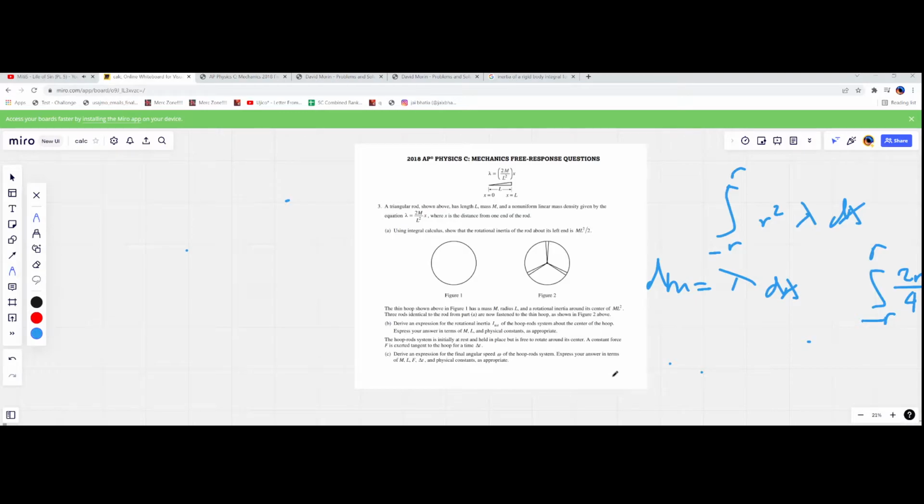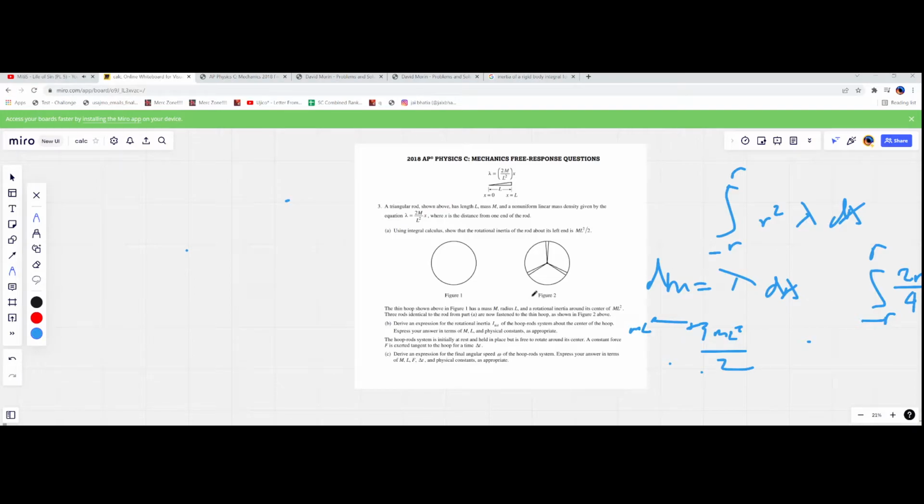Okay. So, hoop rod system. Okay, yeah. So this is just going to be ml squared plus 3ml squared over 2. So it's just going to be 5ml squared over 2. Okay, a constant force is exerted. Determine an expression for the final angular speed w.